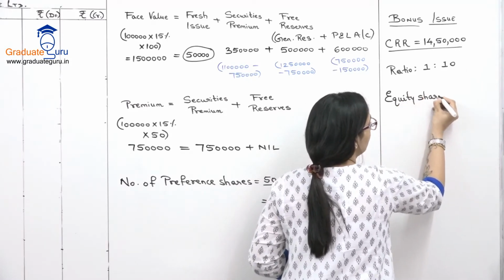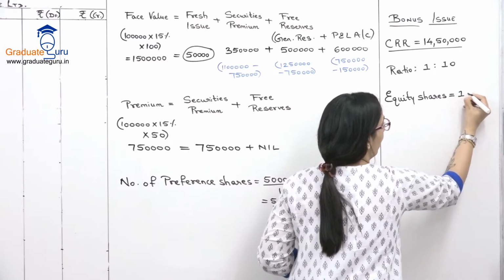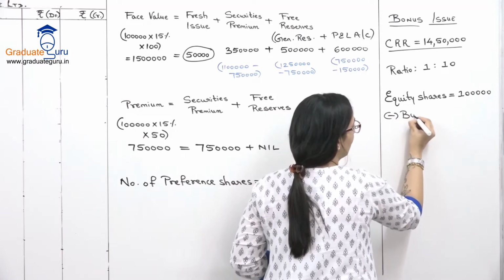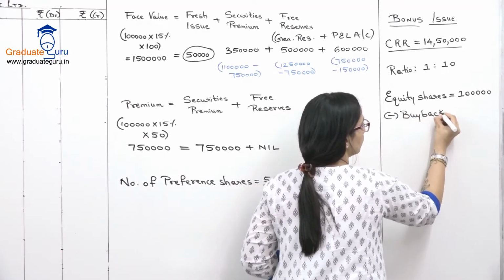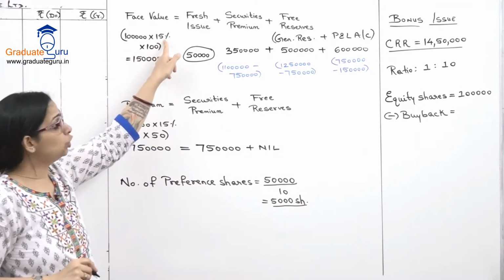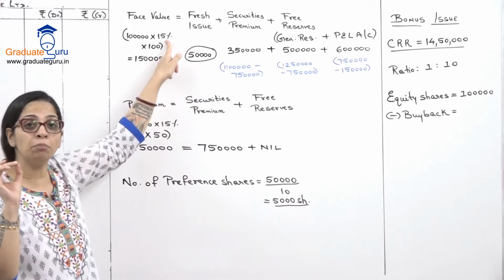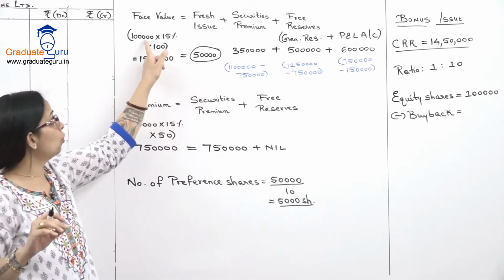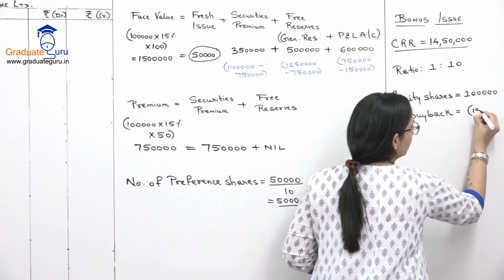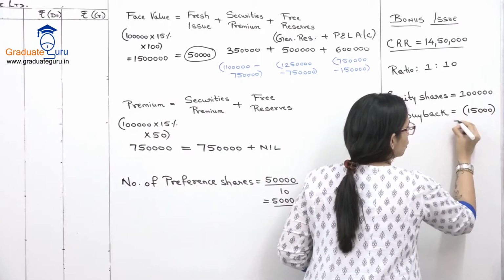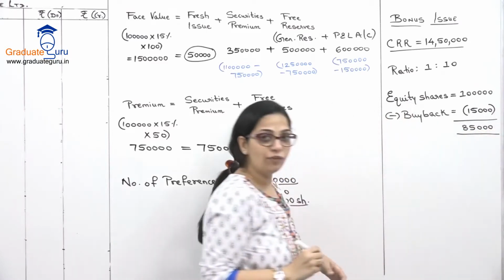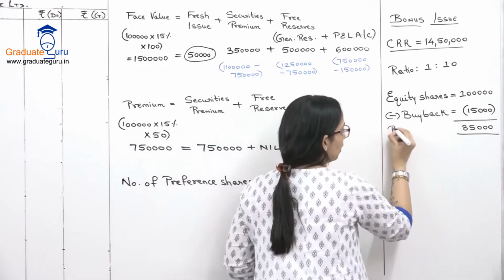हमारे बैलेंस शीट में कितने इक्विटी शेयर्स थे? 1 लाख. राइट? हाउ मच डिड वी बाय बैक? How many shares did we buy back? 1 lakh into 15%. I am talking about the number of shares, not the value. So 1 lakh into 15%, 15,000 shares हमने buy back किए. So what are the remaining shares? 85,000. This is my remaining shares.